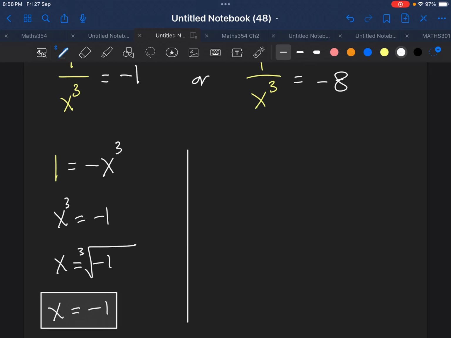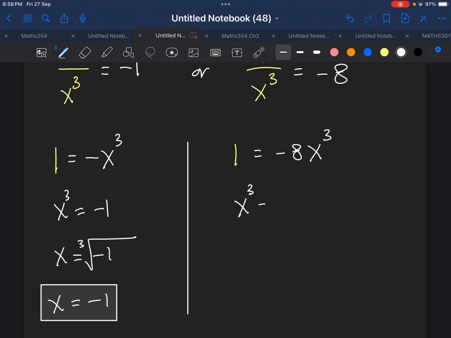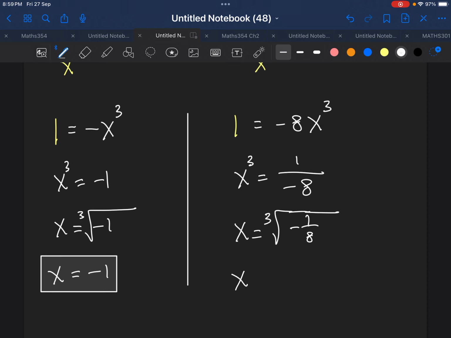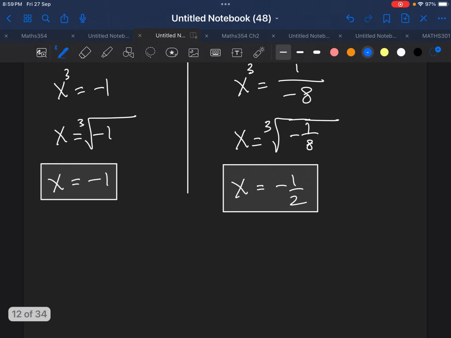Now that is one side. The other side will be 1 equals negative 8x cubed. Now if we divide by negative 8, we get 1 divided by negative 8, so x equals the cubic root of negative 1 divided by 8. So x equals negative half. And those are the two answers. And we just need to check, of course, in the original equation that our answers are correct. And then we write them as the solution.